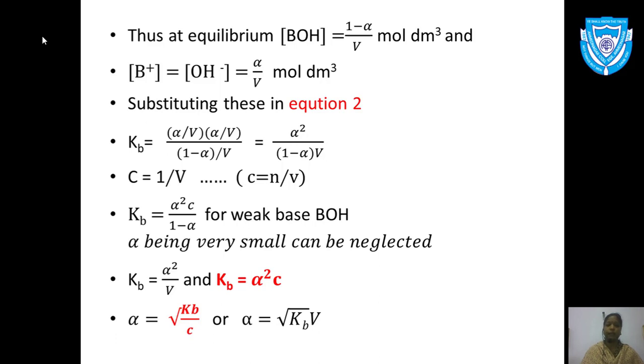Okay, and hence this is the relationship between alpha and the dissociation constant Kb and the concentration. So the Ostwald dilution law is in terms of the relationship between alpha, Kb and C, or alpha, Ka and C.